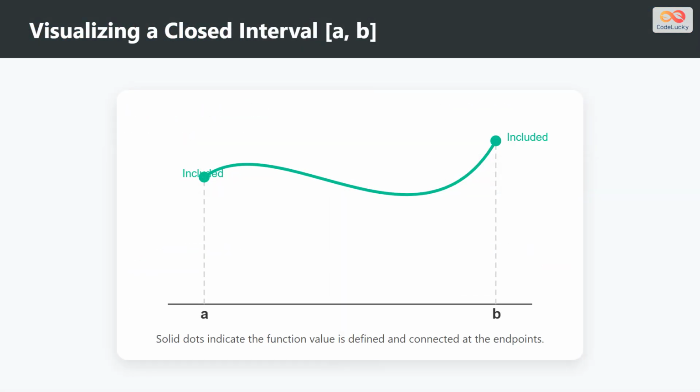Here is what a continuous function on a closed interval looks like. Notice the solid dots at the ends. This means the function is defined at a and b, and the graph connects perfectly to these points without any gaps. The path includes the endpoints.